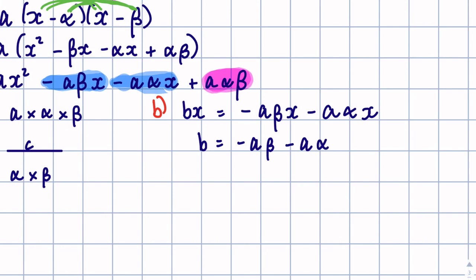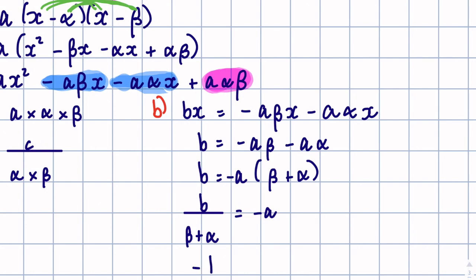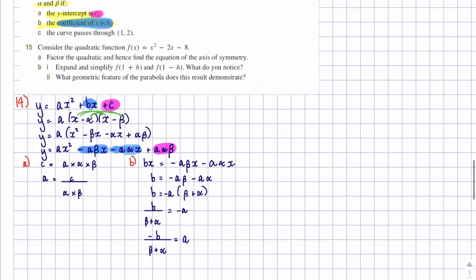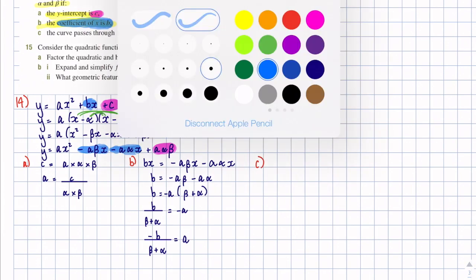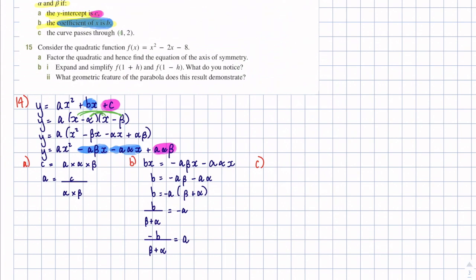I'm going to factorize the right hand side. So I've got negative a out the front of beta plus alpha. I'm going to divide everything by beta plus alpha, get that to the other side. So I've got b over beta plus alpha, and that gives me negative a. I'm going to divide both sides by negative 1, or take the negative to the other side is another way of saying that. So negative b over beta plus alpha equals a. And now they're saying that, for 14c, the curve passes through 1, 2.